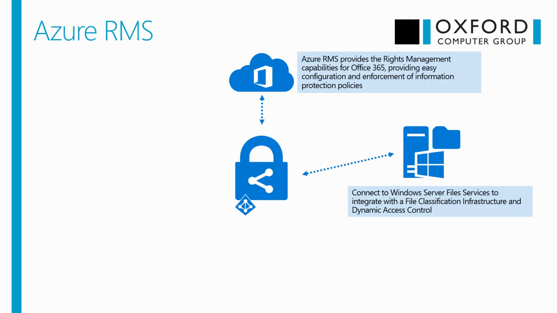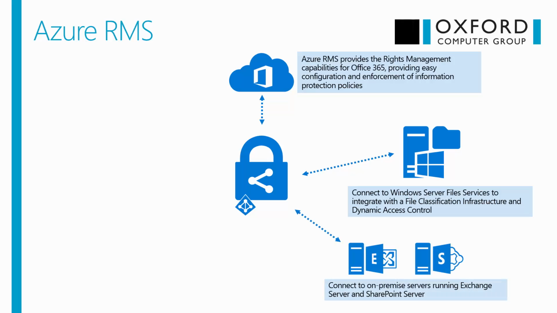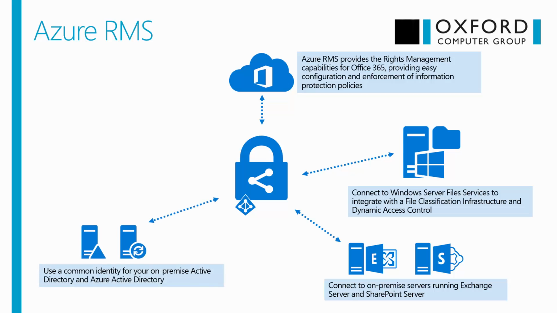And that's done for your on-premises items using something called the RMS connector. That's a server that we'll look at more closely, where it connects to the Azure RMS service, pulls in those templates, and allows you to utilize them in an on-prem fashion. And in the same vein, the RMS connector can also connect to an Exchange server on-premises or a SharePoint server on-premises and protect data in those systems as well.